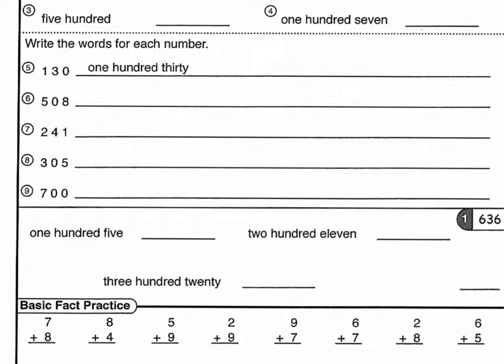Okay. There we go. Write the words for each number. So number 5 has 130, which is actually read one hundred thirty. So they wrote the words there. Notice that the word "and" is not in the words. And also notice that they did not write digits. Everything you see here is letters, just letters and words, okay? Let's do number 6 together. You don't need to pause the video.